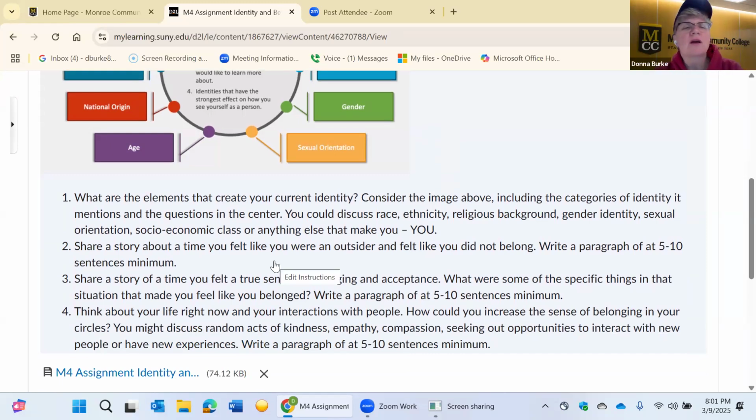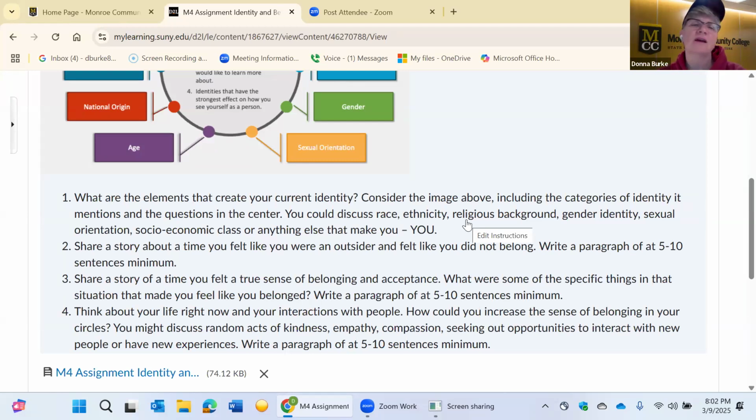Number 2, share a story about a time when you felt like you were an outsider and felt like you did not belong. Write a paragraph of at least 5 or 10 sentences minimum. And then share a story of the opposite experience, right? A time that you felt a true sense of belonging and acceptance. What were some of the specific things in that situation that made you feel like you belonged? And again, we're looking at 5 to 10 sentences minimum. We're looking for substantial stories and elaborations about what made you feel like you didn't belong, and then what was the situation where you felt like you did belong. What were the things that happened in those situations?